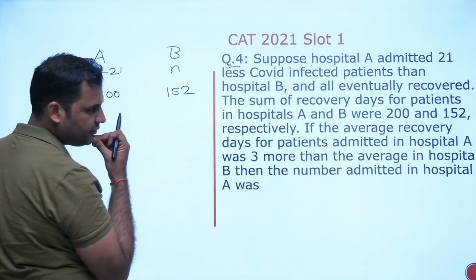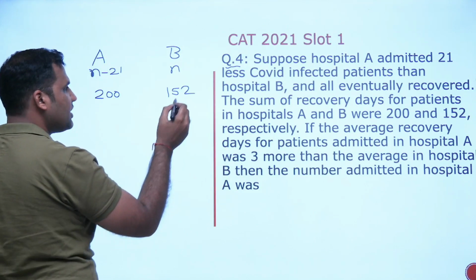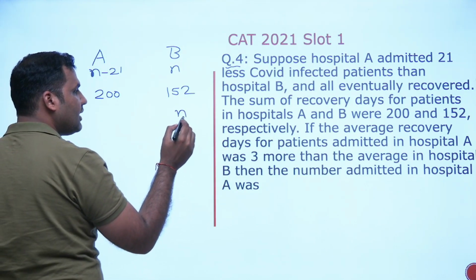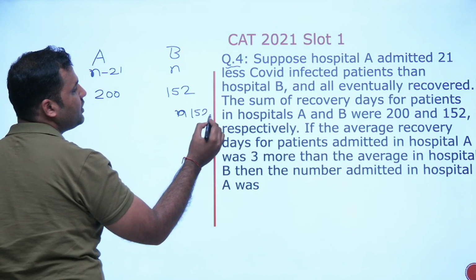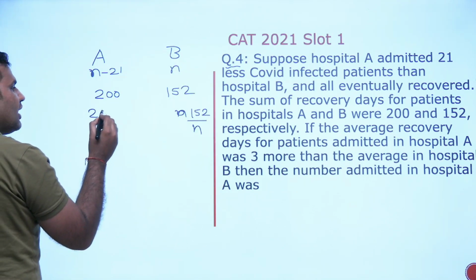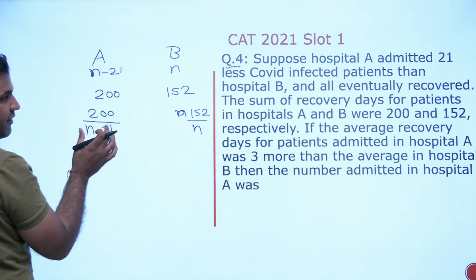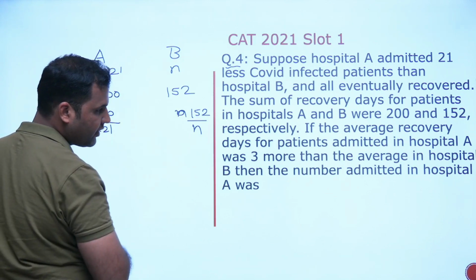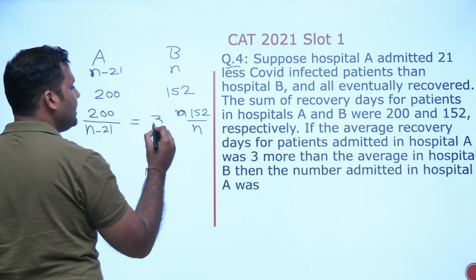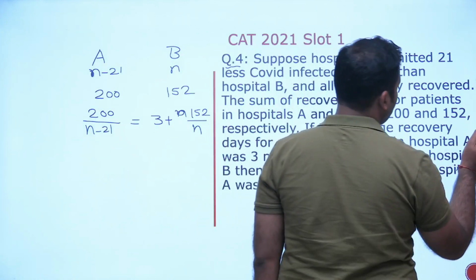Okay. So the average recovery days for patient A was 3 more. That means यहाँ जो average आने वाला है वो कितना होगा? 152 days total है out of n patients. यहाँ पे जो एवरेज आएगा 200 over n minus 21 patients. Now this average is 3 more than this average. That means this value is 3 plus this value, right? That means if I solve this equation, I'll get my answer, right?